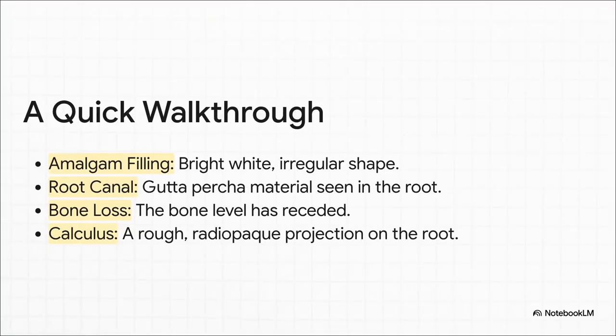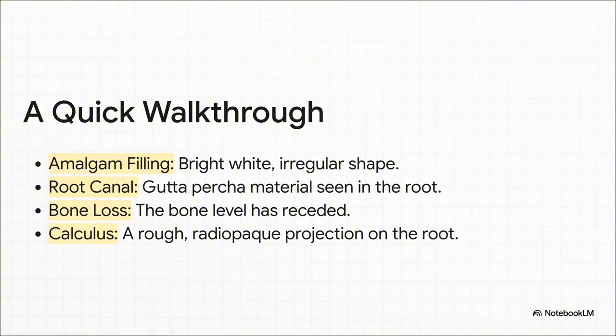Look at that bright white, kind of jagged shape. Bam, classic amalgam filling. Now see that bright white line running down the middle of the root? That's gutta percha. It means that tooth had a root canal. Okay, now look over at the bone level here. See how it's dropped down? That's our horizontal bone loss. And what about that dark spot creeping into the tooth? Yep, that's a cavity. And that little rough, spiky thing on the side of the root? That's calculus, hardened tartar. See? You're already doing it.